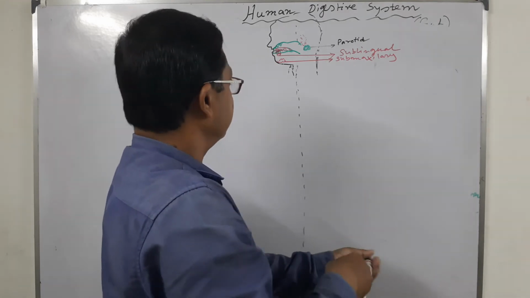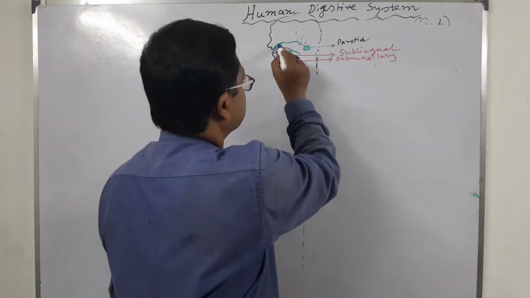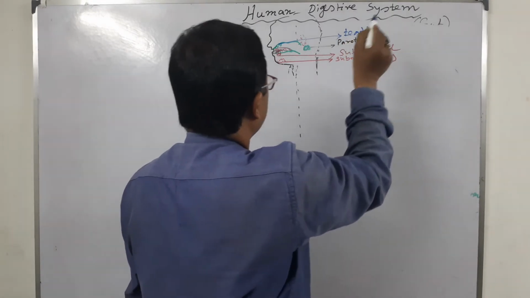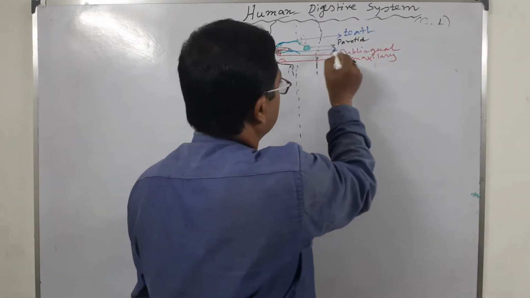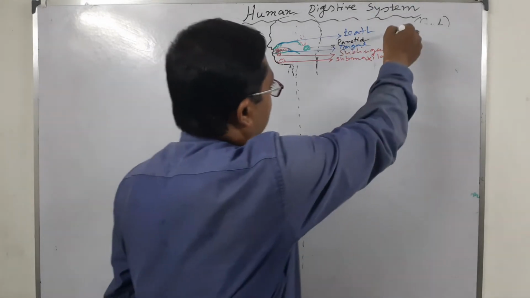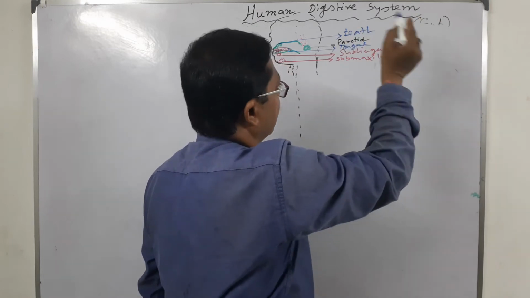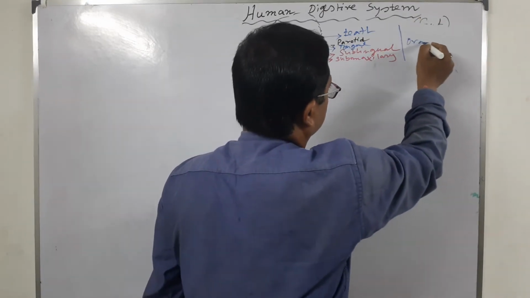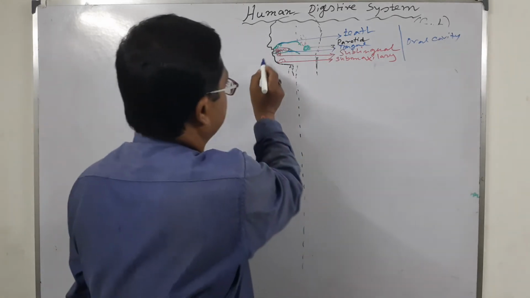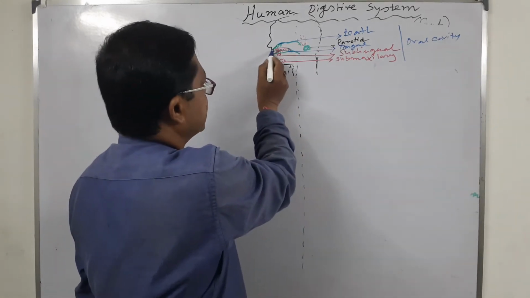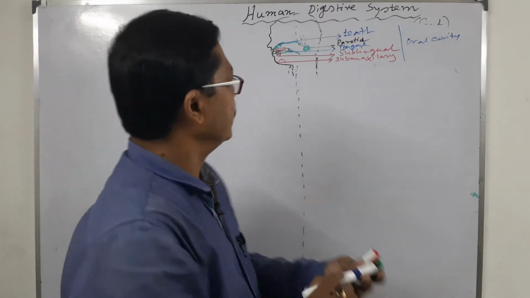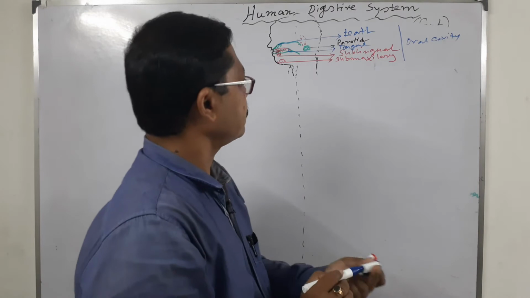Obviously, these are the teeth, and this is the tongue. All these components form the oral cavity. The outer side of the oral cavity is the vestibulum. This is the vestibulum, the opening of our mouth. Two leaves are present, the upper lid and the lower lid.